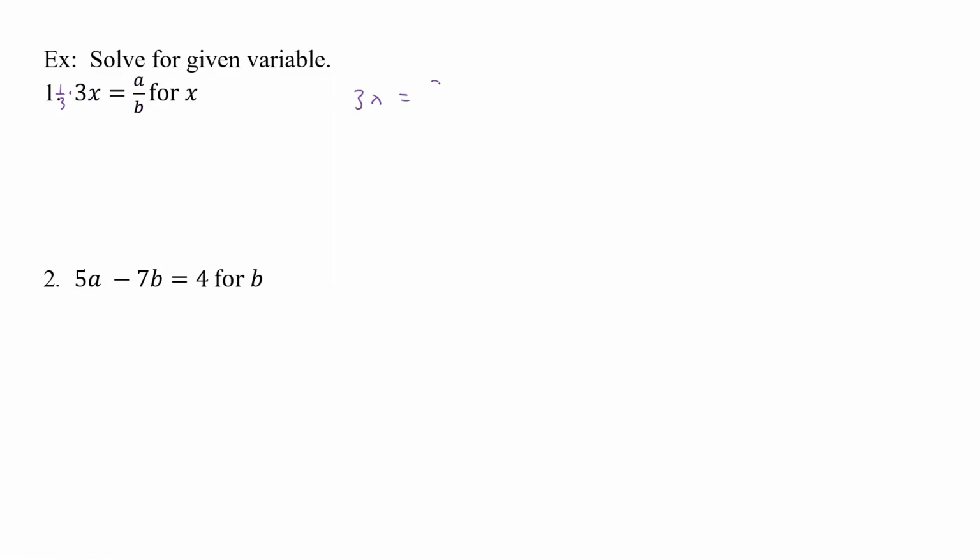And let's put it over here so it's easier to see both sides. So 1 over 3 times 1 over 3. So x equals, now we have a times 1 is a, 3 times b is 3b. Okay, and we have solved for our x.